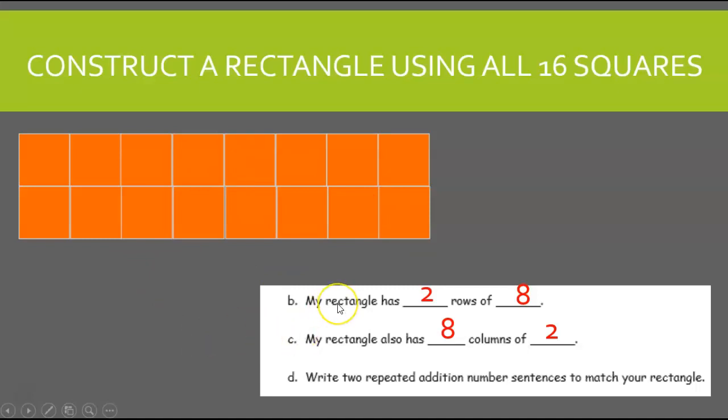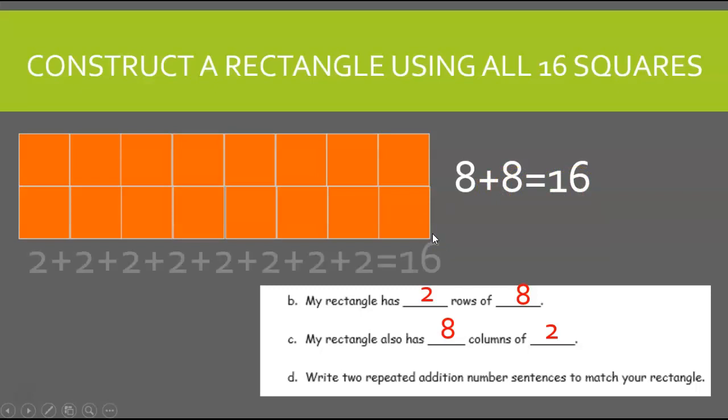Okay, so first we're going to write the first repeated addition by rows. So I have 2 rows of 8. So it would be 8 plus 8 equals 16. Now if we go by columns, it's going to look like this. We're going to have 2 plus 2 plus 2 plus 2 plus 2 plus 2 plus 2 plus 2 equals 16.